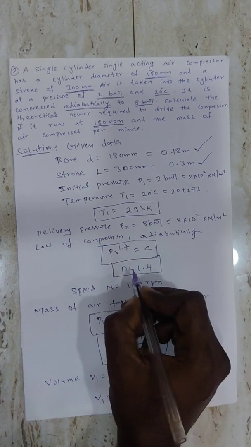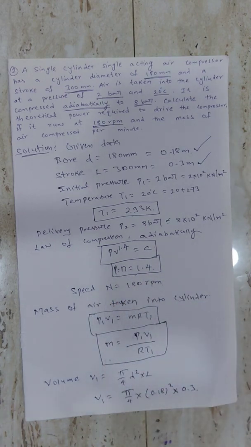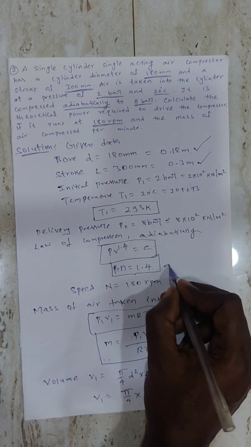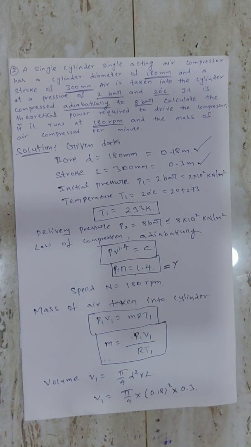It will be gamma or n, gamma 1.4, compressed adiabatically to 8 bar. Calculate the theoretical power required to drive the compressor if it runs at 180 rpm, and the mass of air compressed per minute. We are asked to find the mass and the theoretical power. Gamma, because it is adiabatic.